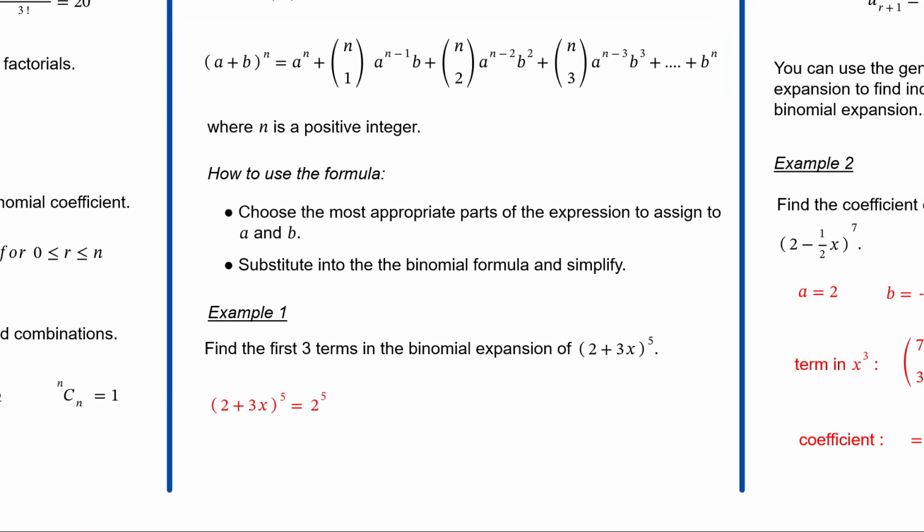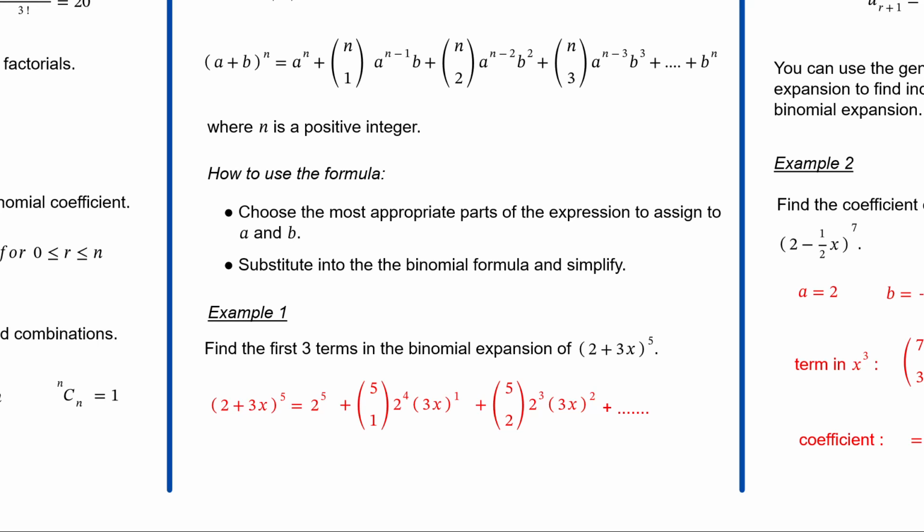So next, that's going to be 5 choose 1, that's the binomial coefficient, of 2 to the 4 of 3x to the power of 1. So notice how the power of 2 is decreasing and the power of 3x is starting to increase. Here we have 3x to the power 1, which means the next term is going to be 5 choose 2 of 2 to the power of 3 and (3x) squared.